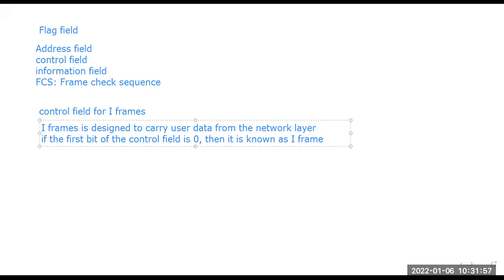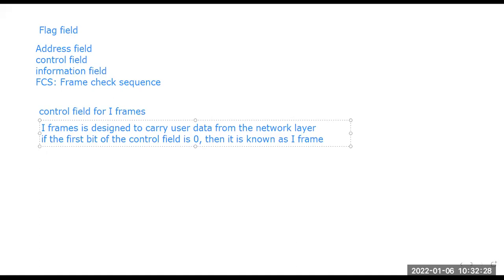So these bits are used for the sequence, for the identification of the control field, or to identify what type of frame it is. The same for S frame also. If the first bit of the control field is 0, then it is known as I frame. But in S frame, if the control field starts with 1 0, then it is known as S frame.